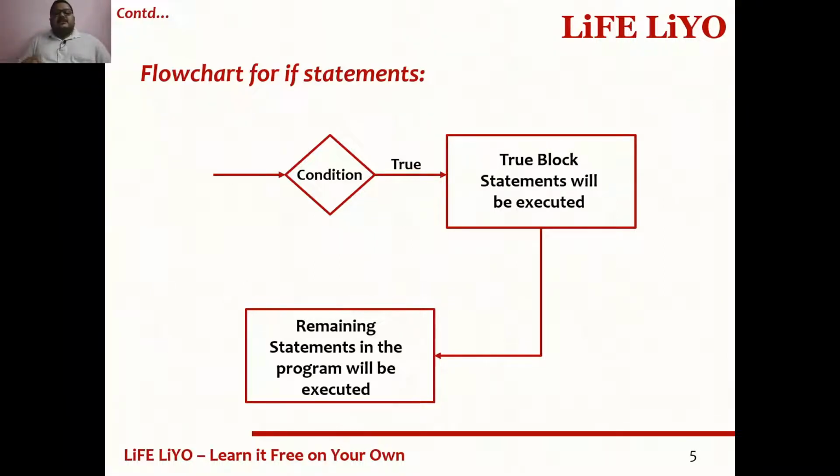Let us assume that the condition is false. If the condition is false, then it is not going to the true block. It is directly going to the remaining statements in the program. So that means the true block will be executed only if the condition is true. If the condition is false, it is directly going to the remaining statements in the program.